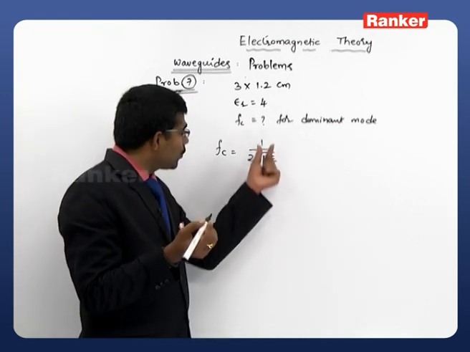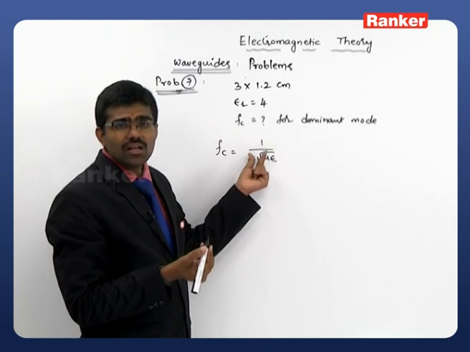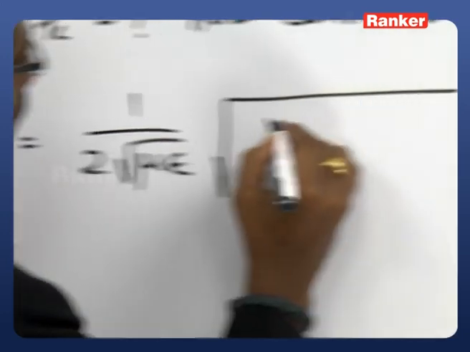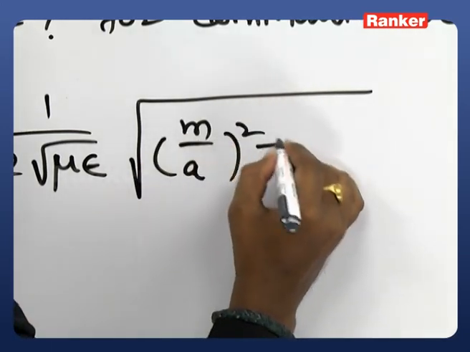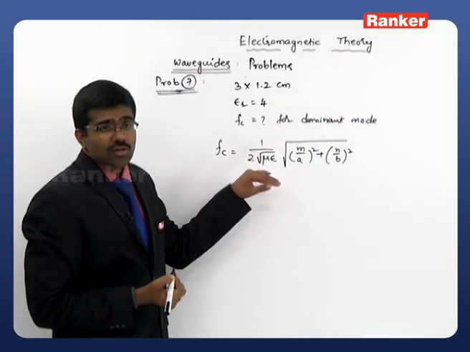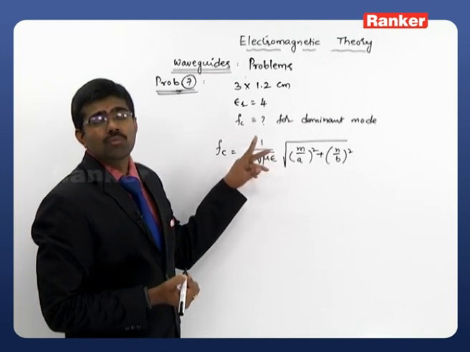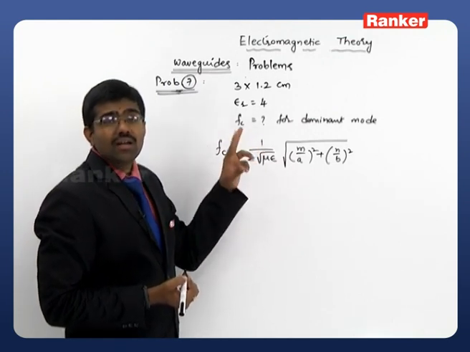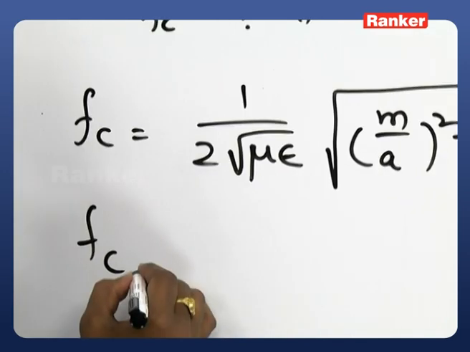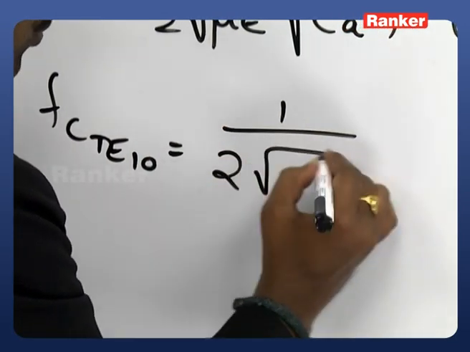If it is air filled, 1 by square root of mu epsilon is equal to c. But it is not air filled, it is filled with a dielectric medium. So it is 1 by 2 square root of mu epsilon, into square root of (m by a) whole square plus (n by b) whole square. So this is the equation that we are supposed to use. Now this cutoff frequency will be calculated for which mode? Dominant mode. What is the dominant mode in a rectangular waveguide? TE10 mode.